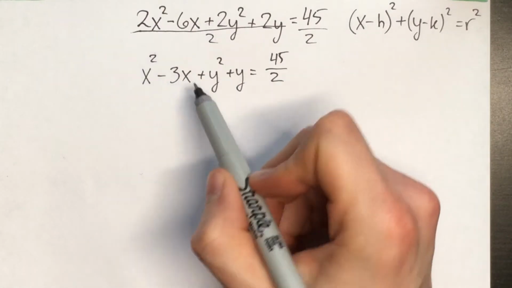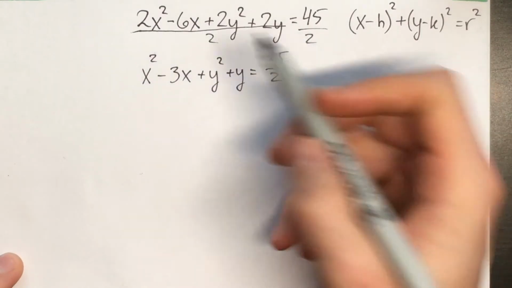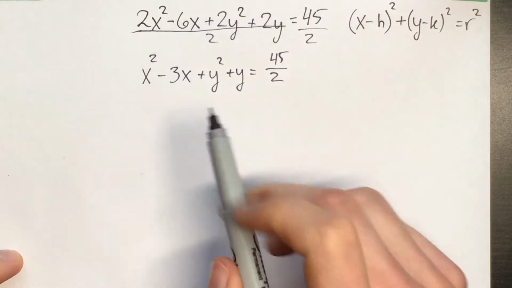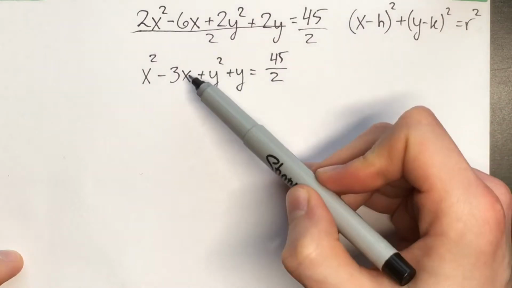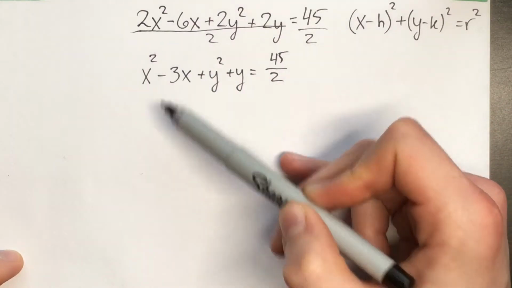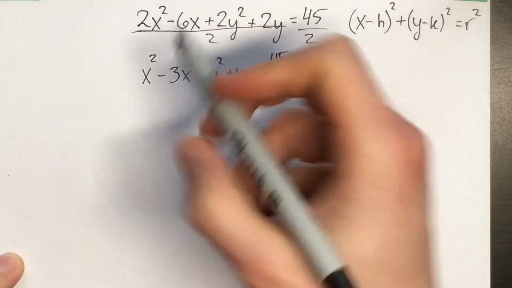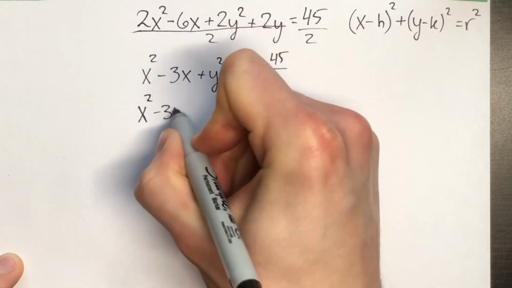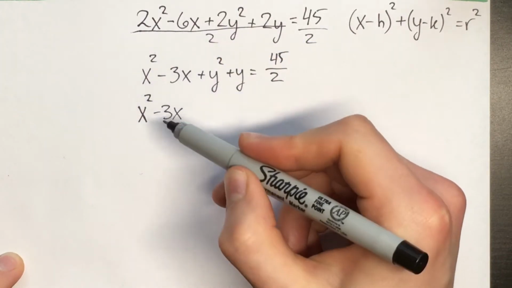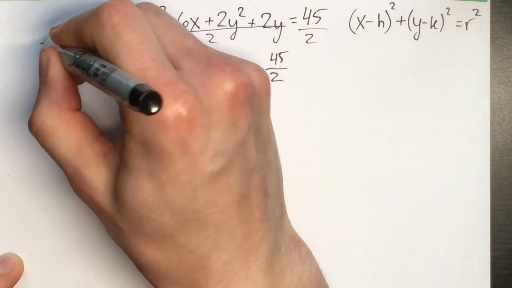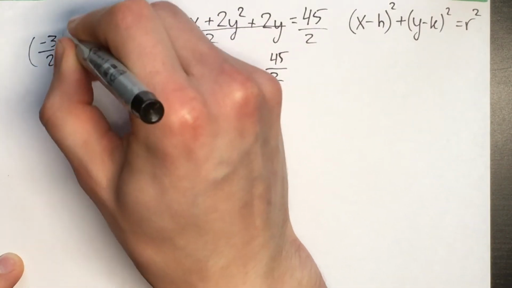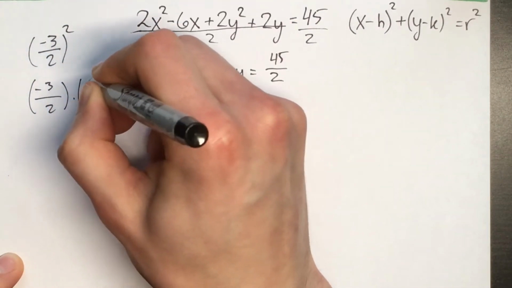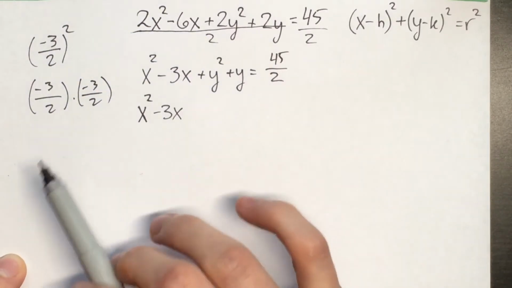When you complete the square, you take your b term, put it over 2, and square it. So here it would be 3 over 2 squared. Remember, whatever you get by doing b over 2 squared, you add that number to both sides. So here we'd have x squared minus 3x, and then negative 3 over 2 squared. When you square that, you're doing negative 3 over 2 times negative 3 over 2.